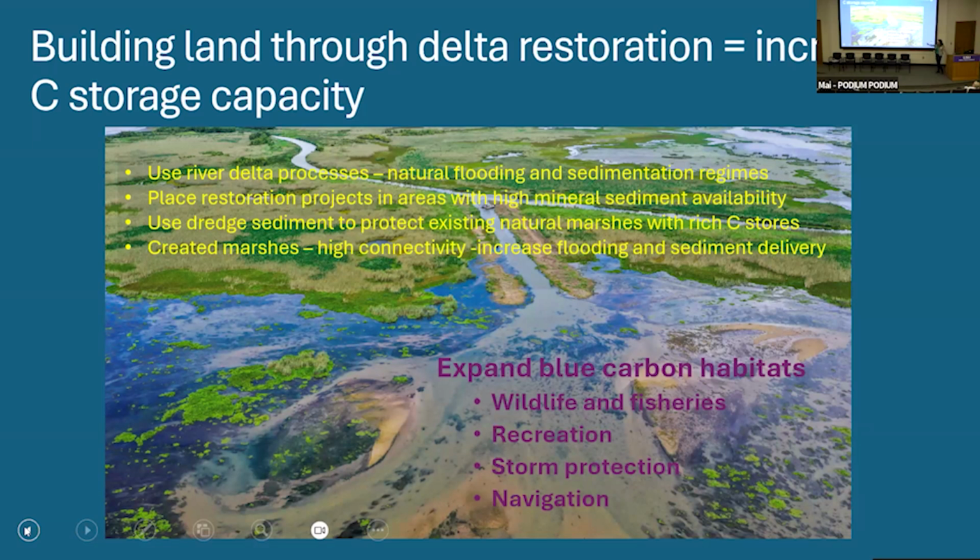And of course, by expanding these blue carbon habitats, we also have other benefits to the system, including an increase in wildlife and fisheries habitat, recreation, storm protection, navigation, and all of the other functions that we value from coastal wetlands.